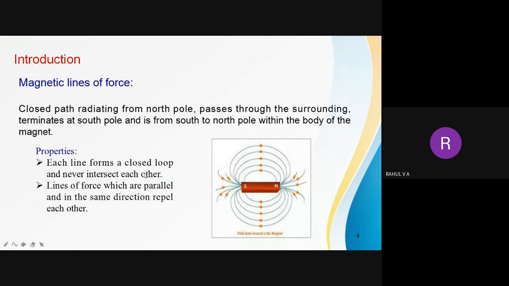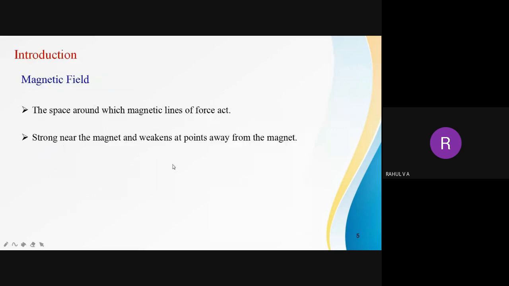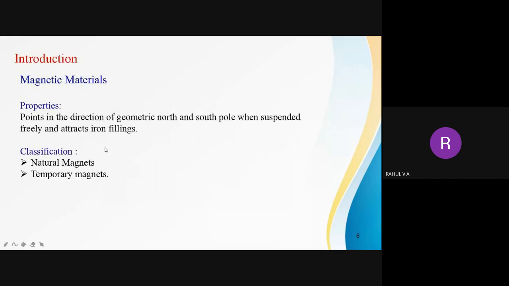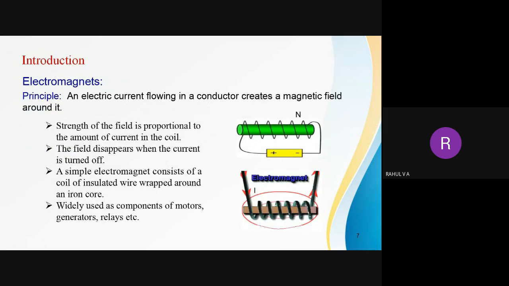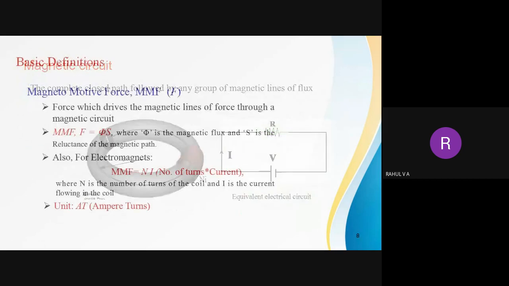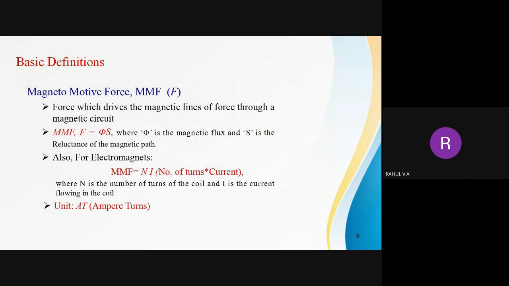So we were learning about magnetic lines of force. It is a closed path radiating from north pole to south pole outside the magnetic material, and from south pole to north pole through the magnetic material. And then we have discussed what are magnetic materials, what is temporary magnet, permanent magnet, etc. And we have also seen what is electromotive force and what is the difference between electromotive force and magnetomotive force.